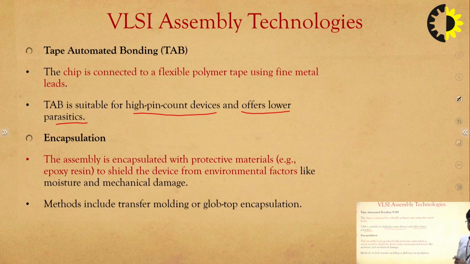Then encapsulation. The assembly is encapsulated with protective materials, for example epoxy resin, to shield the device from environmental factors like moisture and mechanical damage. Methods include transfer molding or glob top encapsulation.